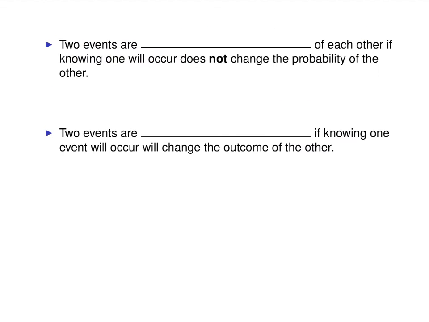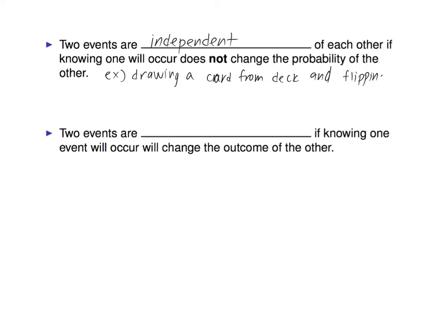A couple more vocabulary words. So 2 events are called independent of each other if knowing one will occur does not change the chances of the other. So, for example, drawing a card from a deck and flipping a coin. As in, drawing the card from the deck does not affect flipping the coin at all. Now, this is the intuitive definition, and I will say that the intuitive definition often fails people. There is another way to make this into a definition using probabilities, and we're going to have you rely on that more often once we get to it. But independent basically means that they do not affect each other at all.